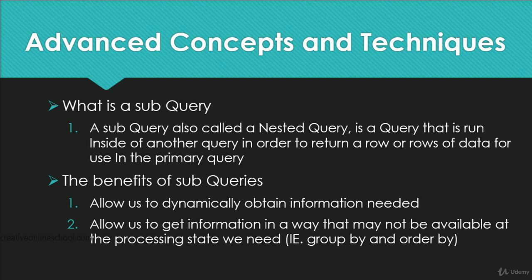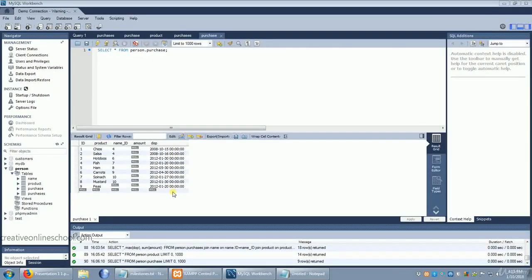The benefits of subqueries are they allow us to dynamically obtain information that we need, and they also allow us to get information in a way that may not be available at the processing stage we need. Because of our group by, our order by didn't work earlier, but we can use subqueries to accomplish the same thing and get our recent dates. So let's go over an example of why we would need to use a subquery.